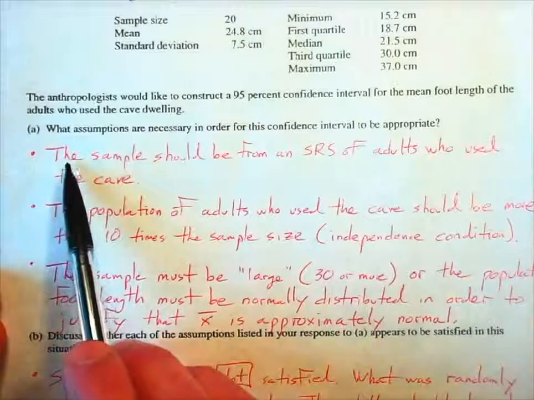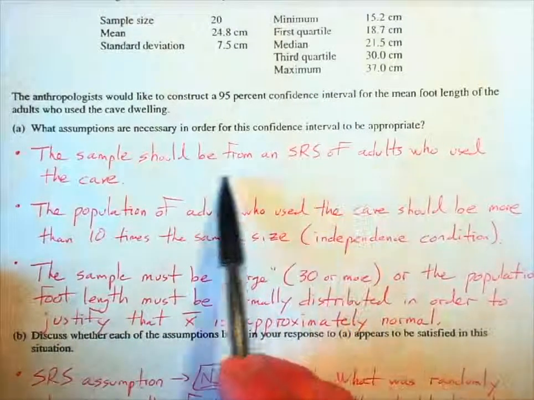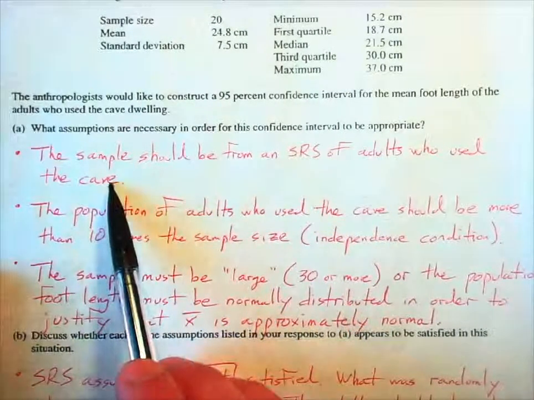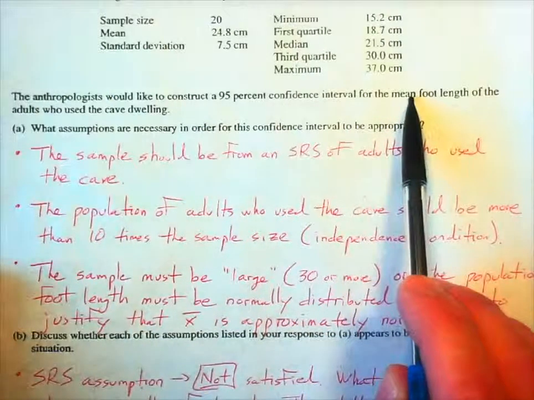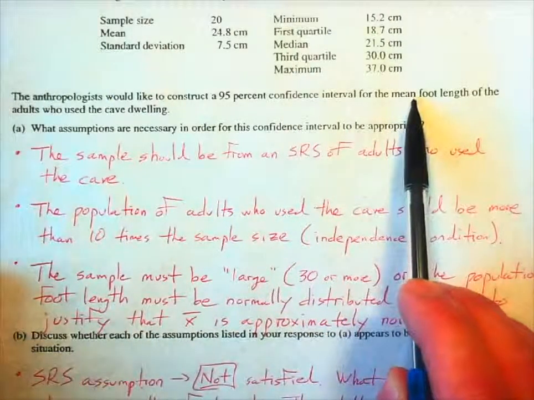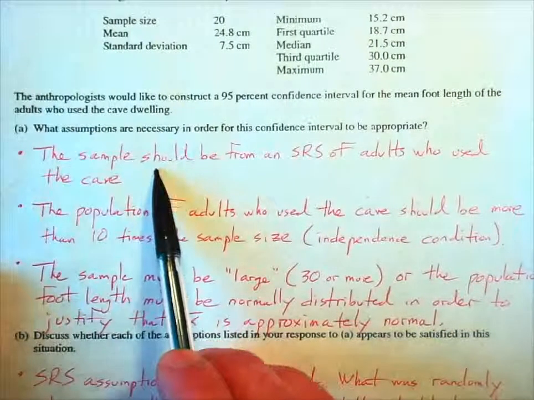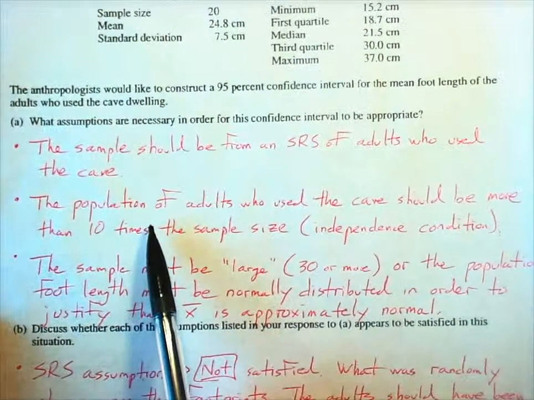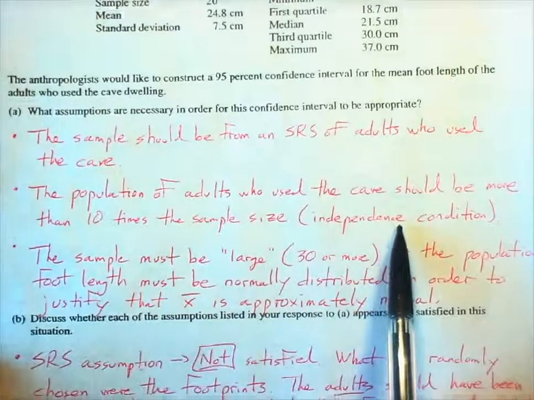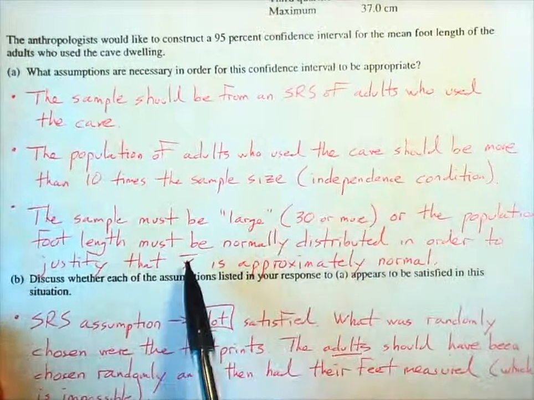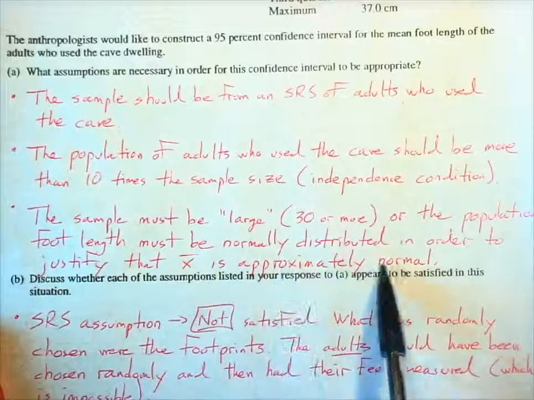So number one, the sample should be from an SRS of the adults who use the cave. Understand, that's the population. We're trying to build a confidence interval for the average, or the true population mean, foot length from the population of the adults who use the cave dwelling. So we need an SRS of the adults. We should know that that population of adults who use the cave is more than 10 times the sample size. That's the independence condition.